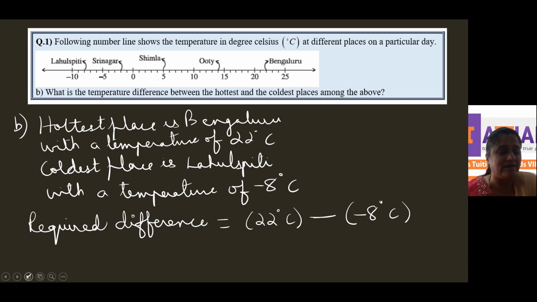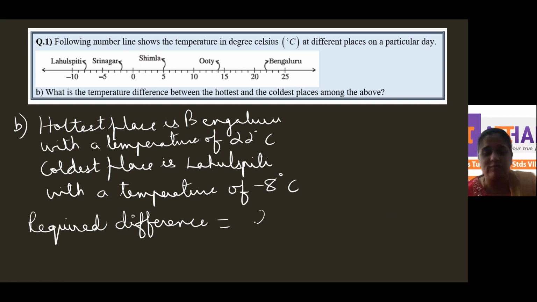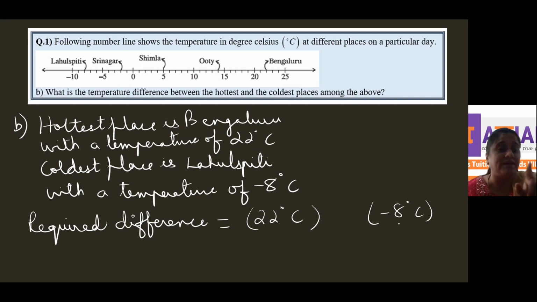Write the temperatures. See, I'm writing it again for you. For those who did not notice, see here. Step 1, write the two temperatures: 22 degrees Celsius in one bracket, -8 degrees Celsius in the other bracket. Now you have to find the temperature difference. Difference means you should put a minus sign between the two.